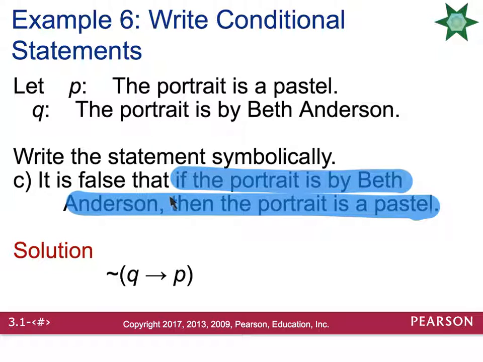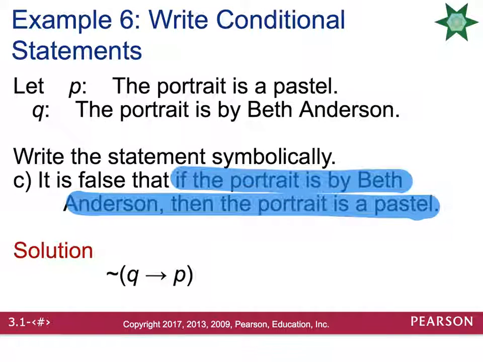Okay. Now remember, "it is false that" negates everything after that. So we're negating this whole thing. We're going to put the squiggly in front of the Q arrow P in parentheses. That's important, because we're not just negating the Q, we're negating this whole if-then. So "it is false that" negates that whole statement in blue. It doesn't have to have a comma there, notice, right? It is false that negates everything after that. So be careful with that.